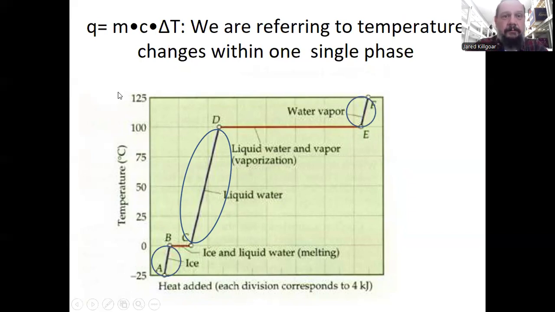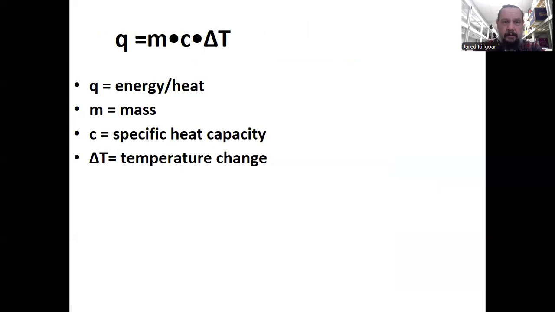Write this equation down: Q equals M times C times delta T. You're using it whenever you have a temperature change within a phase, changes in kinetic energy. Mind you, the specific heats of liquid water, gaseous water, and solid water are going to be different. So you'll receive all those constants all the time, not something you'll have to memorize. Here are our variables defined. Q, amount of energy. M, mass.